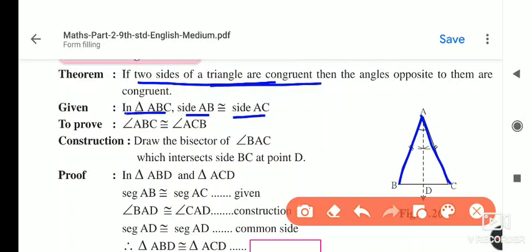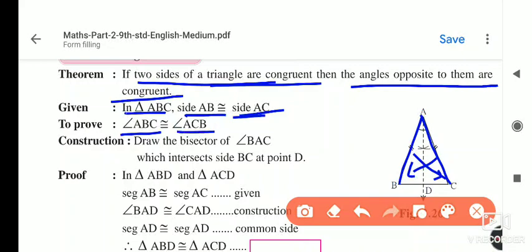So given in triangle ABC, AB is congruent to AC. Now the statement which follows is the consequent, and that is what we have to prove. The angle opposite to AC is angle B, that is angle ABC, and the angle opposite to AB is angle C, that is ACB. They are congruent to each other. That we have to show.